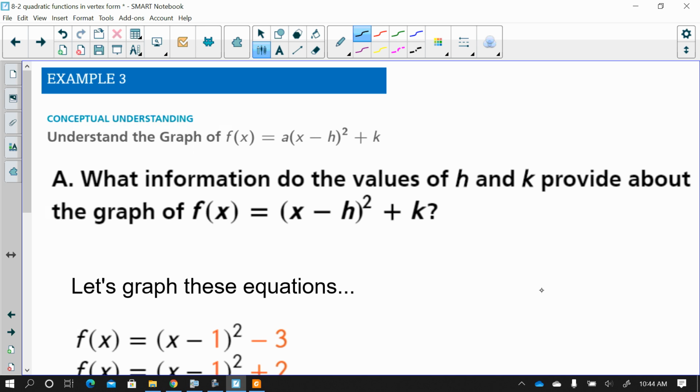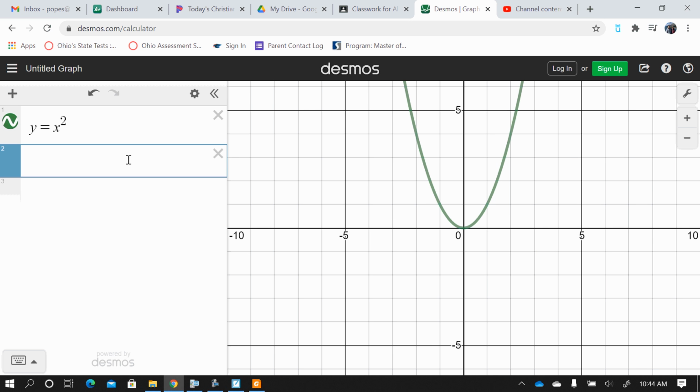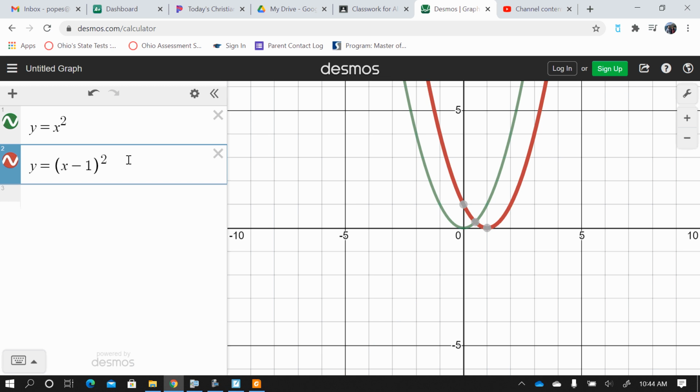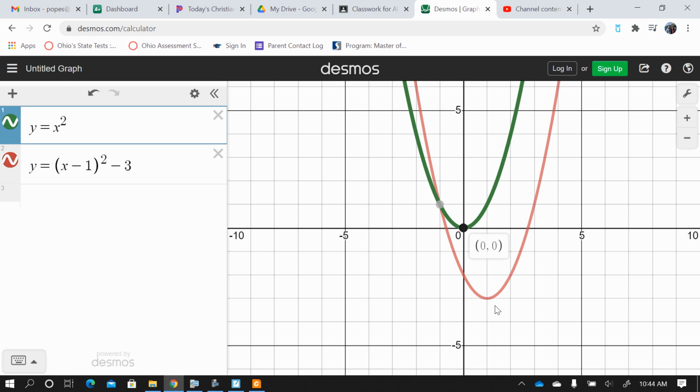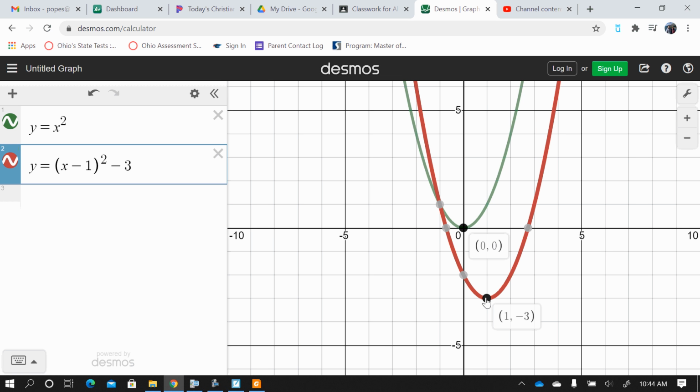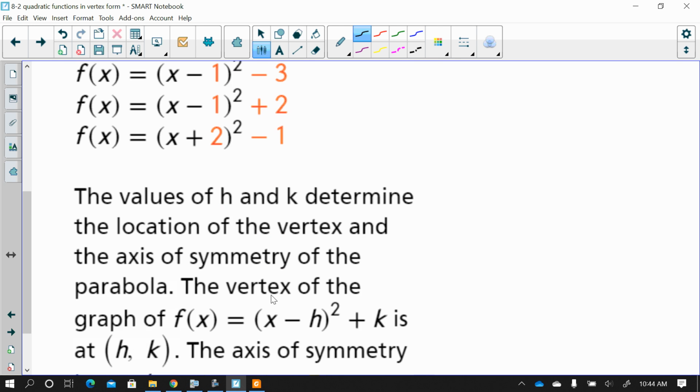So let's put them both together. What happens if I have both h and k? First example, (x minus 1) quantity squared minus 3. If I go back to Desmos, (x minus 1) quantity squared minus 3. Well, I started at a vertex of (0, 0). My new vertex is now (1, negative 3). So it looks like putting h and k together tells us our vertex. I'm not going to go through these other two because it does the same thing.